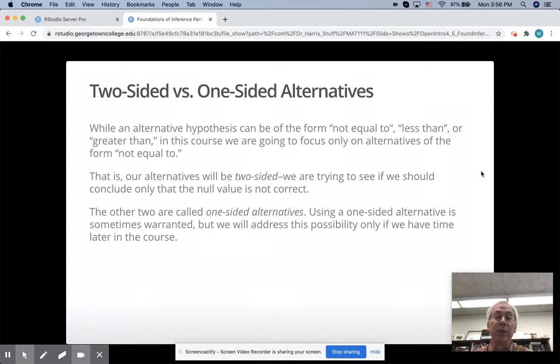But in this set of videos, we're going to be strictly looking at examples where our alternative is that the value that we are claiming is just wrong. We're not proposing that it's bigger than the number we've come up with or less than, just wrong. And so the alternatives that we're going to be looking at in this course are called two-sided alternatives, parameter not equal to a value. If I had greater than or less than as my alternative hypothesis, then those would be one-sided alternatives. But again, that's something we'll come back to only at the very end if we have time.